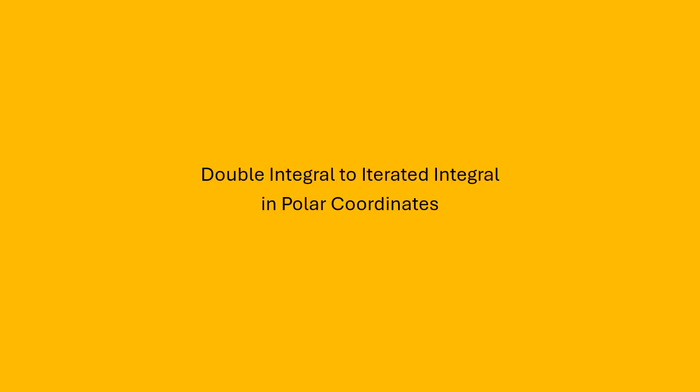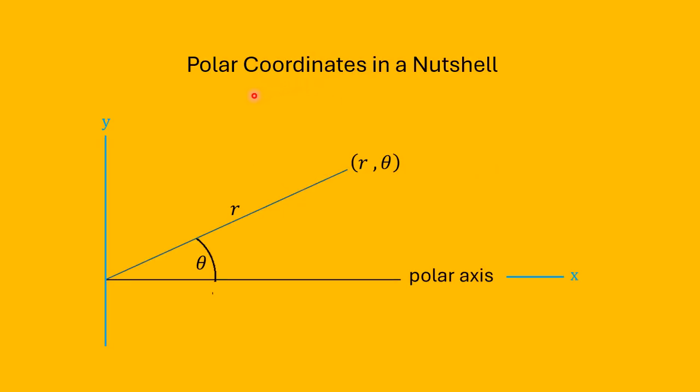We will now consider how to convert a double integral to an iterated integral if we're looking at a problem that involves polar coordinates. Here is a graphical summary of polar coordinates in a nutshell.